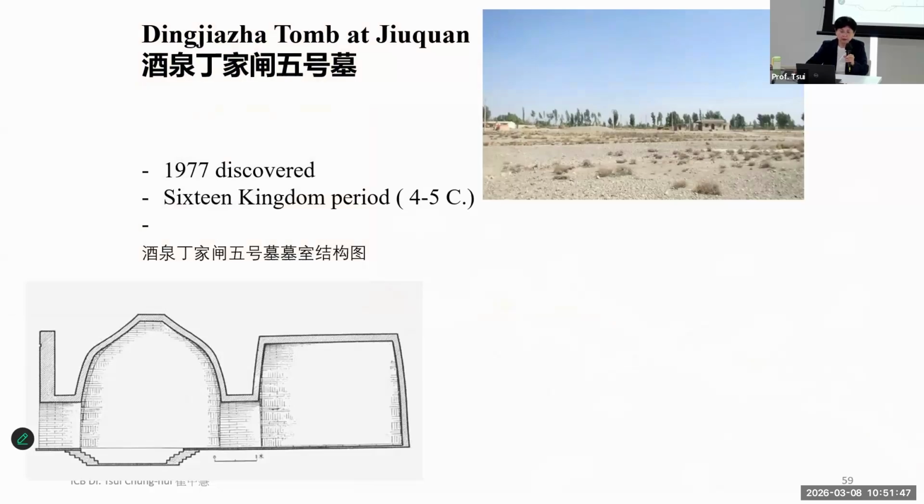Based on the architectural type of the Dingjiazha tombs, we can see the tomb architecture is very unique in design. It is in a shape very similar to the nomadic culture. They used this type of building while traveling along the Silk Road. So we have the tomb architecture.